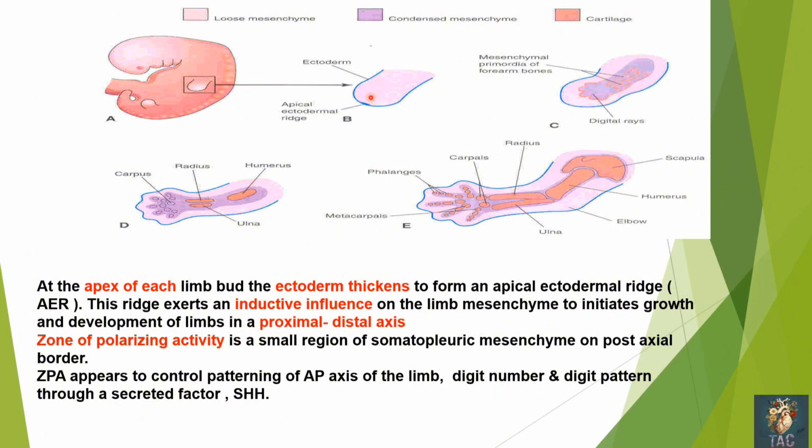The cells which are present near to this apical ectodermal ridge will constantly divide, while the cells which are farthest from this area, or in other words, which are in the proximal part of the limb bud, will start to differentiate into muscles, bones, cartilage, and all the other elements.